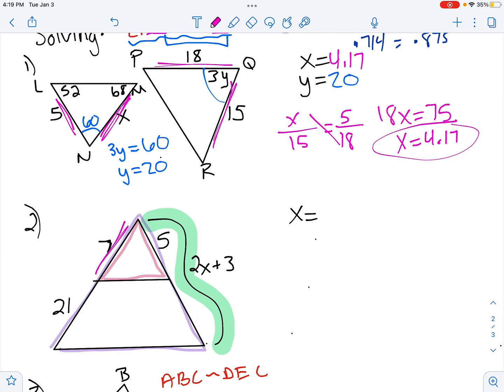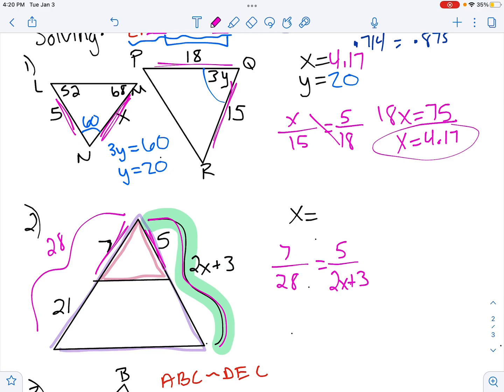So we have side 7 over whole side of the big triangle, which is 28, equals side 5 over side of the big triangle, which is 2x plus 3. Okay, so since that 2x plus 3 is the whole big triangle, I can't use just this little guy down here with the 21. That doesn't work because I'm given the whole side. That's why we set it up this way.